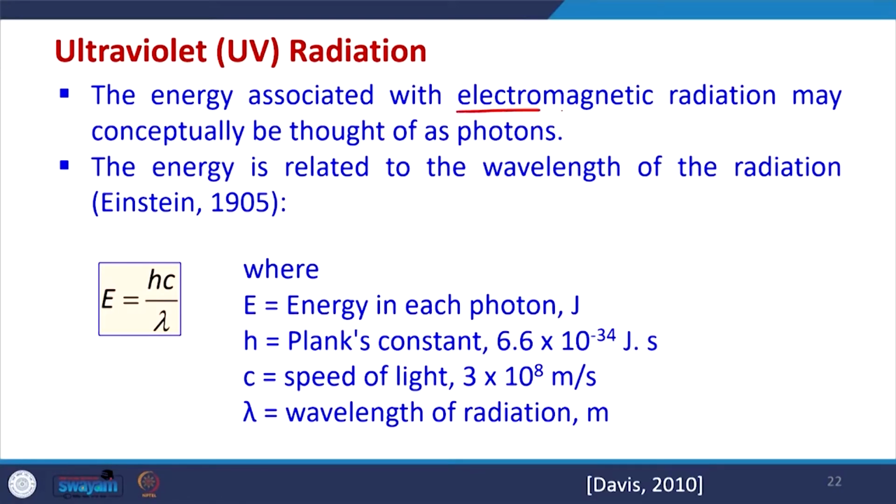A little bit of the knowledge we are repeating here. The energy associated with electromagnetic radiation is thought to be in the form of photons. The energy is related to the wavelength of radiation via this equation, which we have studied since long: E = hc/λ, where h is the Planck constant, c is the speed of light, and λ is the wavelength of the radiation that we are going to use.